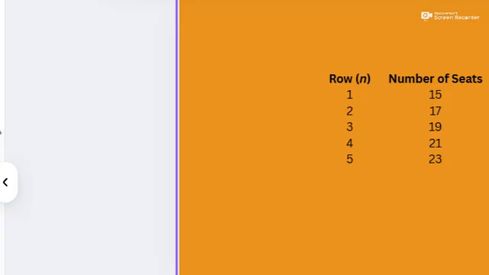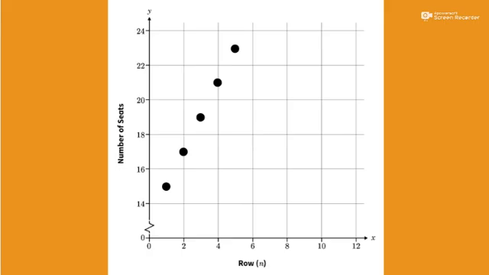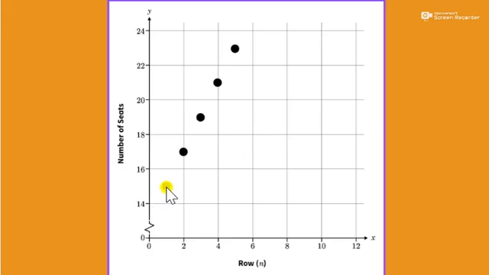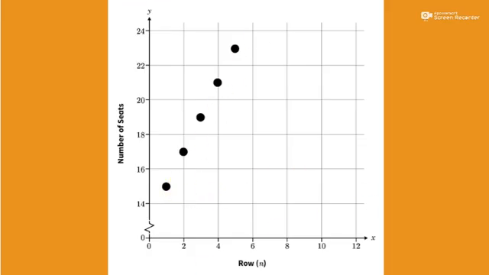Okay, our row numbers are going to be the x. Anytime it's n, it's going to be the x-axis, so the row numbers will be along the bottom, and the number of seats are going to be the y-axis along the edge. And here's our graph. They put the points that we had on our table, okay, and you can see that it has a nice straight line. They didn't connect the line, but they don't need to.